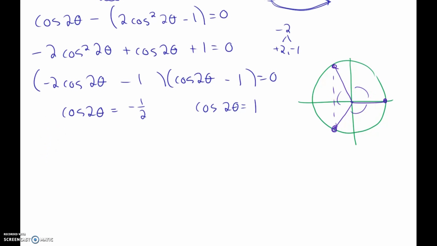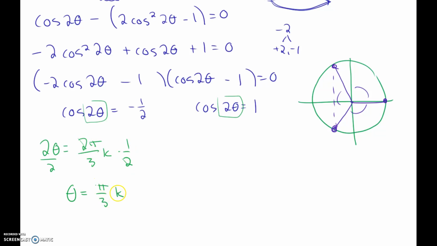So let's solve for my double angle. In both cases I have a double angle. So 2 theta is equal to the first solution, which is 0, plus 2 pi thirds k. All right, divide this by 2, multiply this by half. So theta is equal to, 2's cancel, so I get pi thirds k. So there's my angles. That's my infinite solution set.